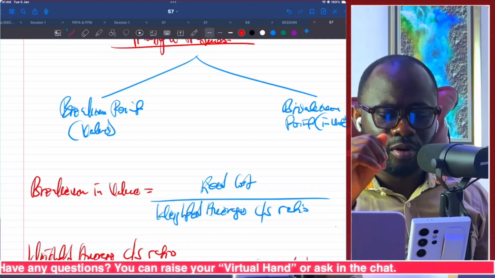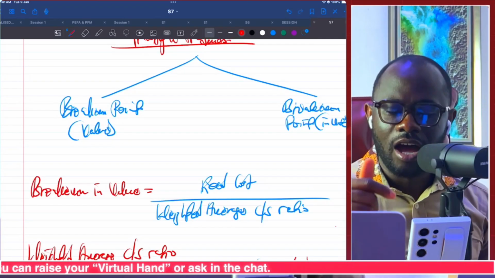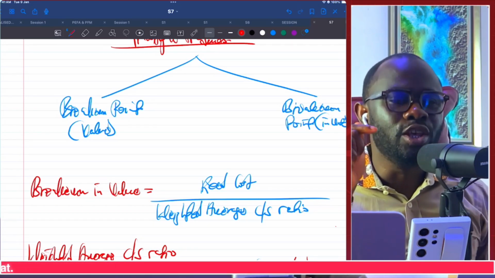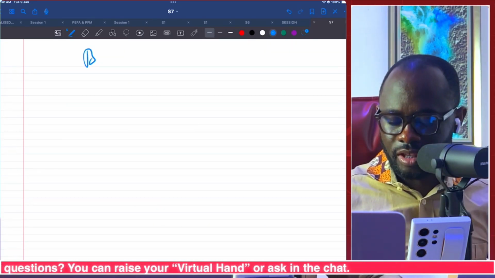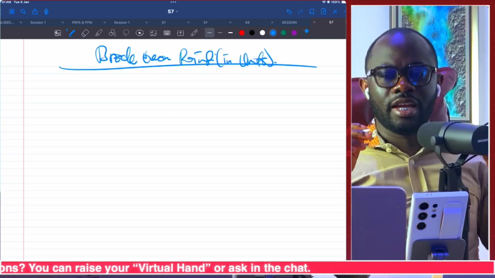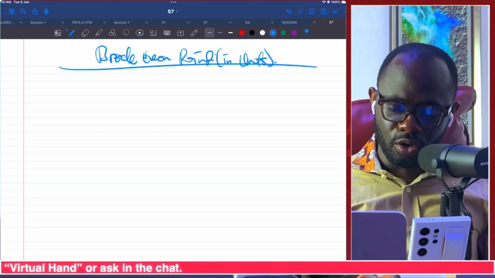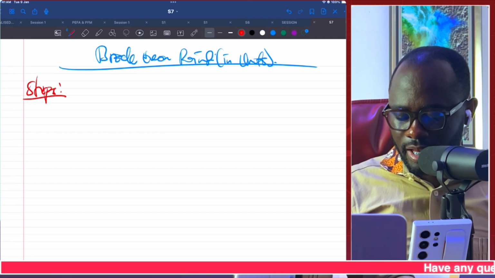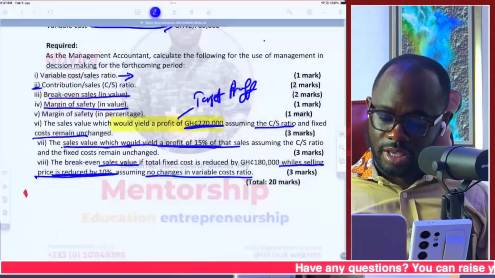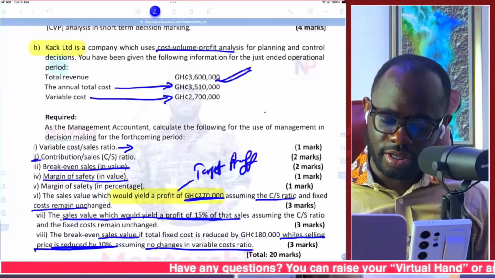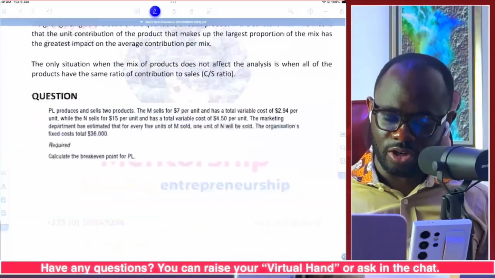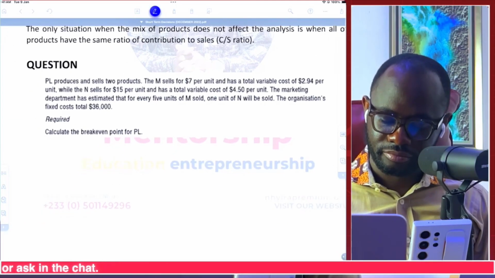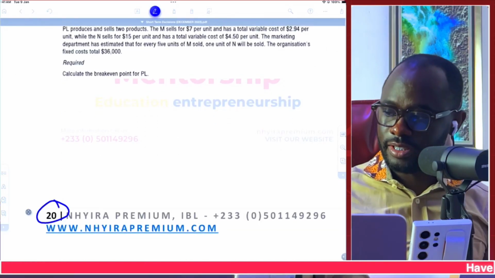So in a multiple product environment, how do we calculate the break-even point in units? Now, to do this, we're going to go through some steps generally to just explain the concepts to you. And we're going to use an illustrative question in the documents that you have there. This one on page 20.